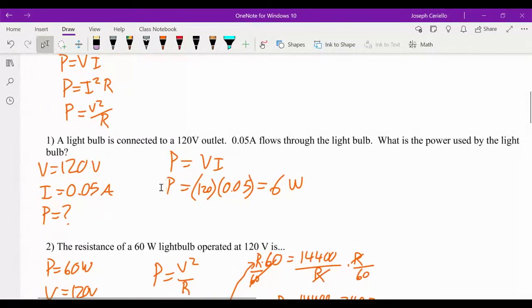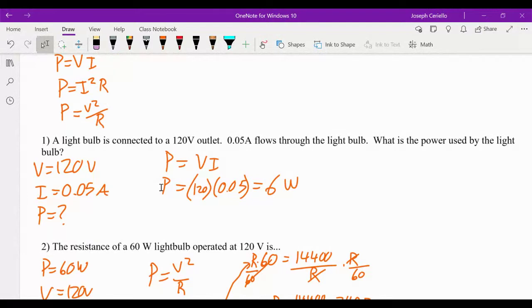So a light bulb is connected to a 120 volt outlet. 0.05 amps flows through the light bulb. What is the power used by the light bulb? So we just use our equation P equals IV, and we get an answer of 6 watts.